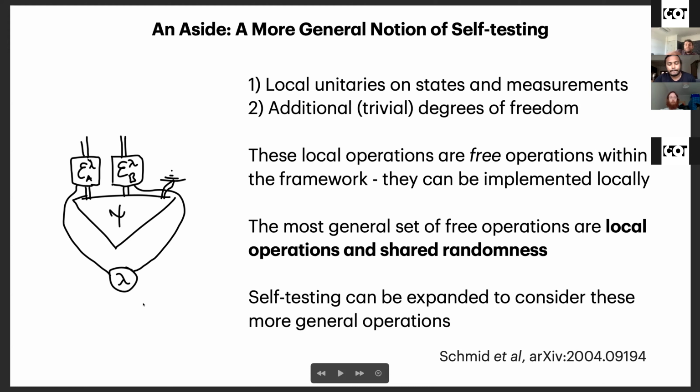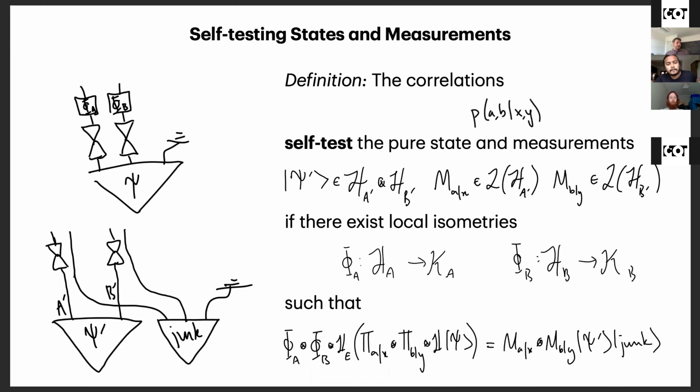So I think this is really nice. Local isometries are examples of local operations with shared randomness, but this is something that would be nice to think about in the future. So at the moment, it's a bit of a side. Okay. So in addition to self-testing states, I would also like to self-test measurements. This will be useful in our work.